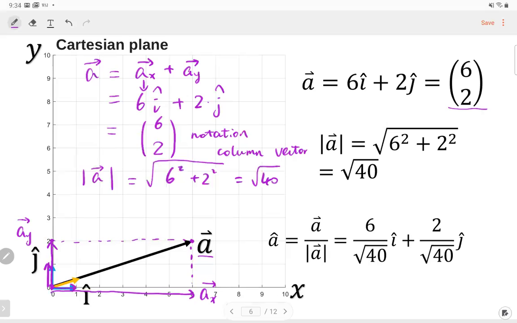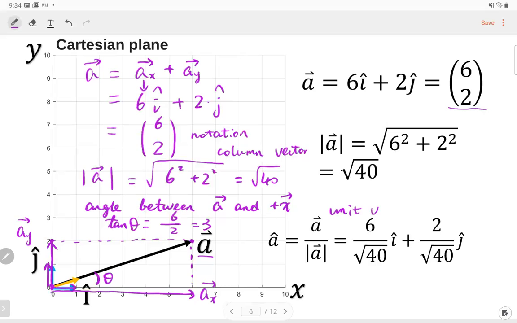And how do we calculate the direction? The direction is defined as an angle. The angle between the vector A and the positive x direction. So that's how we define the direction. Then we can calculate tangent theta, which is the y component over the x component. That will be 2 over 6, which is 1/3. So if we know the coordinates of every vector, then we can calculate the magnitude and the direction in a very simple way.